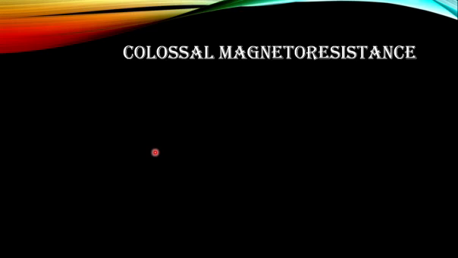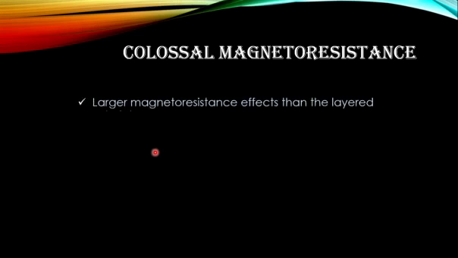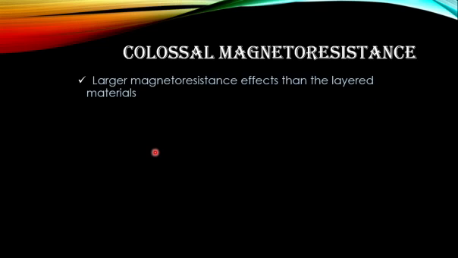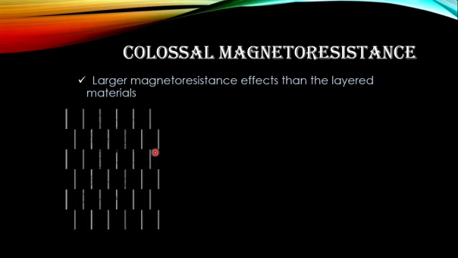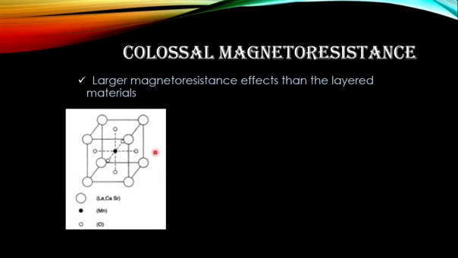Now coming to the last topic, that is colossal magnetoresistance. From the name itself, it is suggesting that there is a huge change in resistance. So how do we get larger magnetoresistance effects than the layered material? In this case, you can see it is also called a perovskite structure, where lanthanum, calcium or strontium, any of them, will be occupying the corners, while the manganese is at the center and oxygen is occupying the centers of the faces.